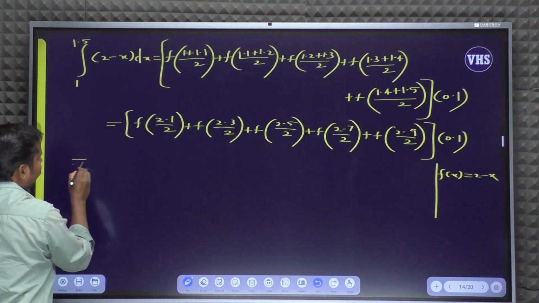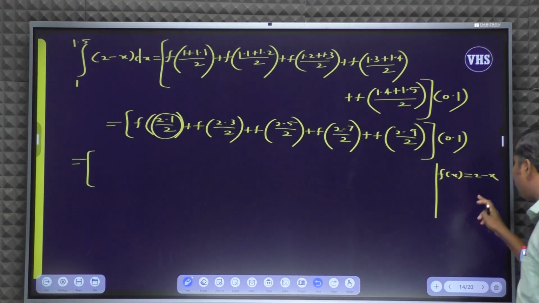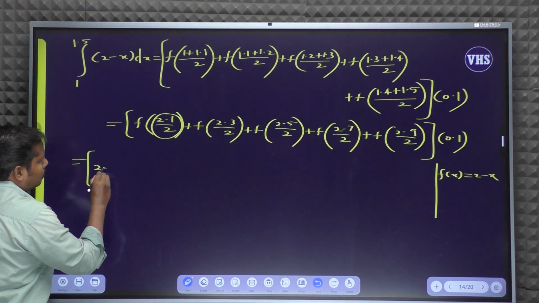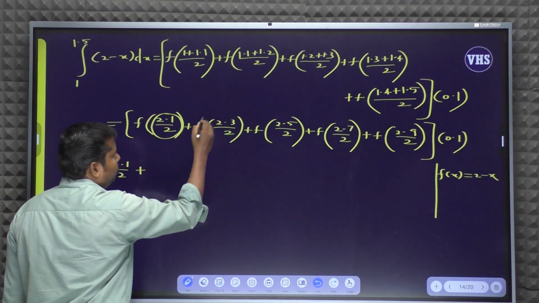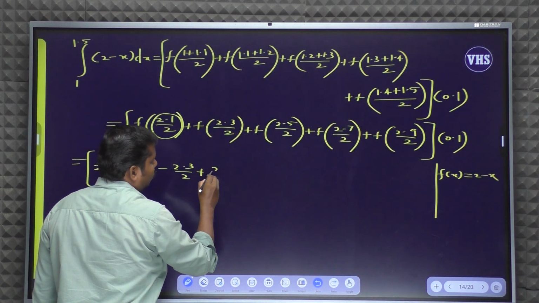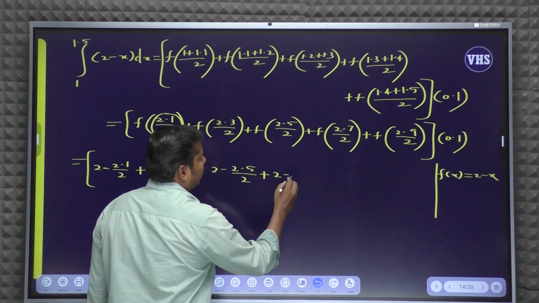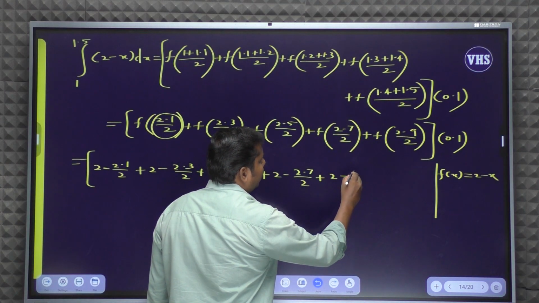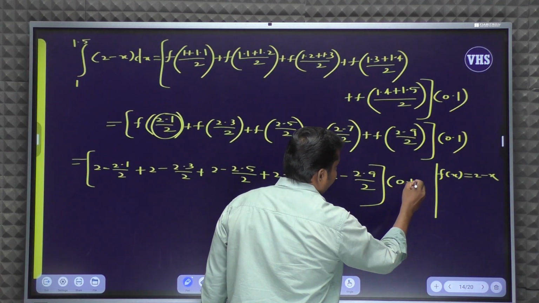This is x. This is x. So what is the answer? What is our x there? 2.1 by 2. So 2 minus 2.1 by 2, plus, what is our x here? 2.3 by 2. So 2 minus 2.3 by 2, plus 2 minus 2.5 by 2. And next one, 2 minus 2.7 by 2. And the final term is 2 minus 2.9 by 2, close the bracket, into 0.1.